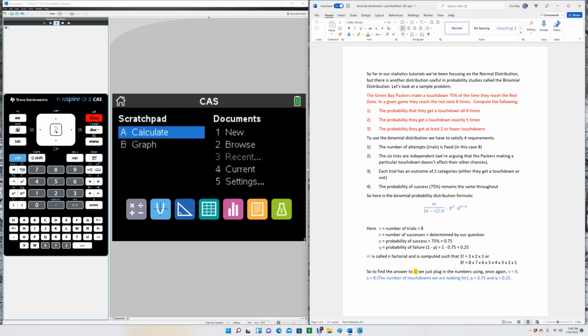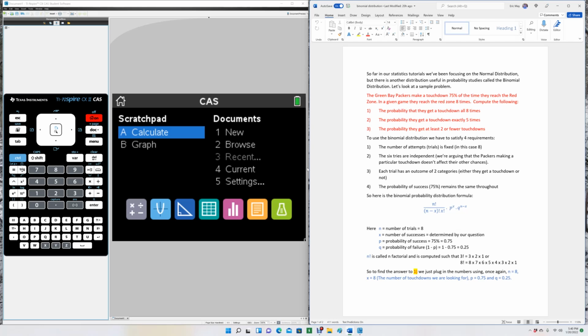So here is the binomial probability distribution formula. What are all these letters? Well, n equals the number of trials, which is 8. X equals the number of successes, which is going to be determined by our question. P equals the probability of success, which for us is 75% or 0.75. And Q equals the probability of failure, which is simply 1 minus P, or 1 minus 0.75 equals 0.25.